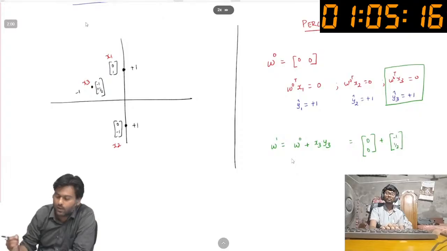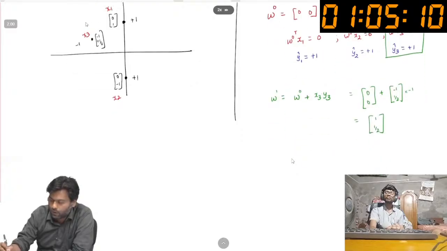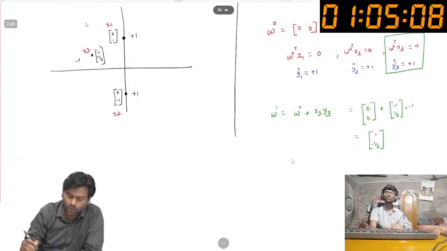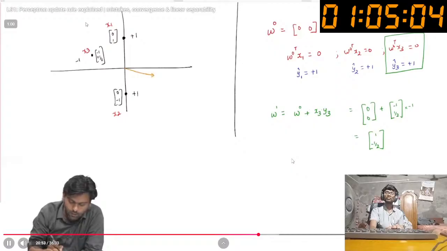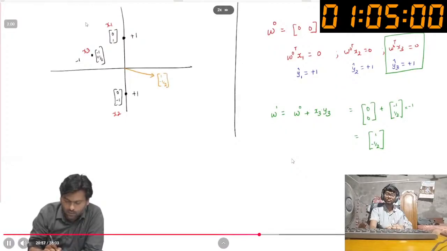And what is y3? Well, y3 in this case is the label of x3, which is minus 1. So that is minus 1. So my new W is going to be 1 times half, 1 times minus half, right? So where is the new W? Well, my new W is going to be pointing in this direction, right? So this is 1, minus half. This is my W1, right?